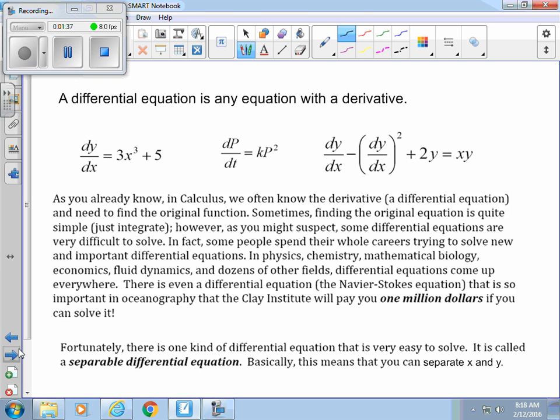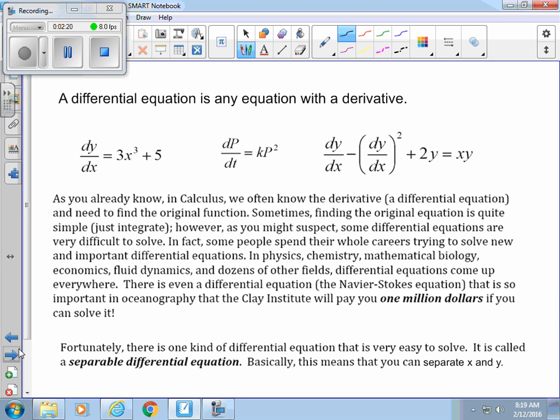dp dt equals k times p squared. That's a pretty important one we'll talk about later. Or they could get really nasty. As you already know, we often know the derivative and need to find the original function. Sometimes finding the original is easy. You just integrate. However, as you can expect, some differential equations are very difficult to solve. In fact, there are people in colleges, professors, who spend their entire research trying to solve one differential equation.